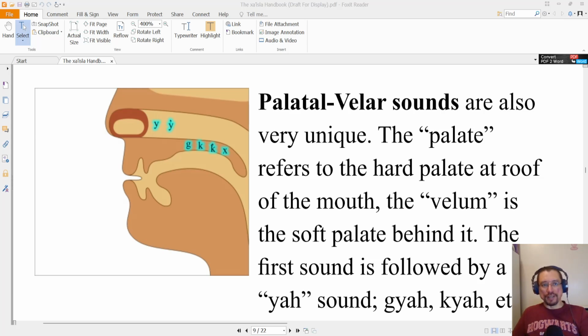This is the xa'isla handbook part 7. In this video we're going to take a look at palatal velar sounds. So palatal velar sounds are also very unique.